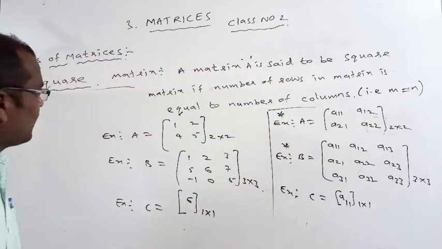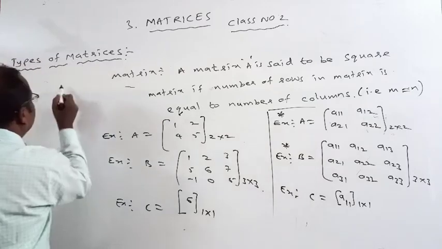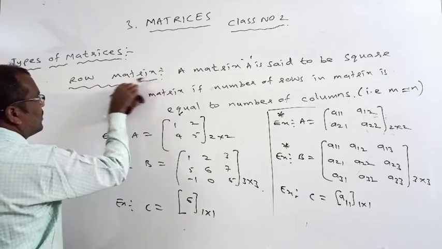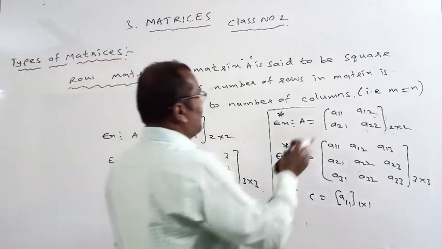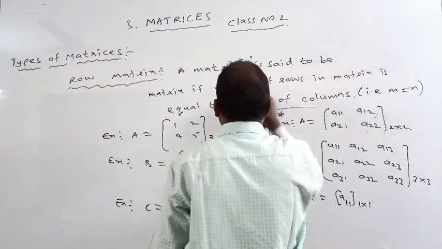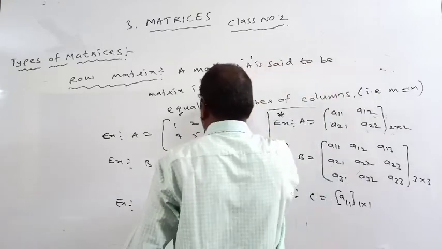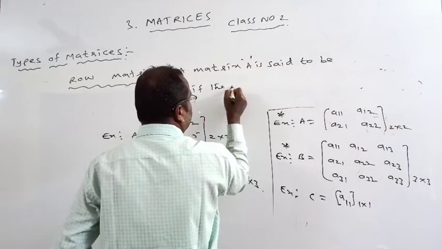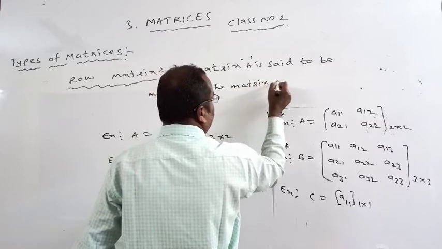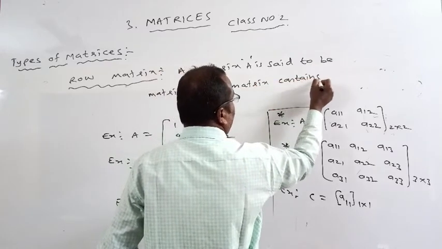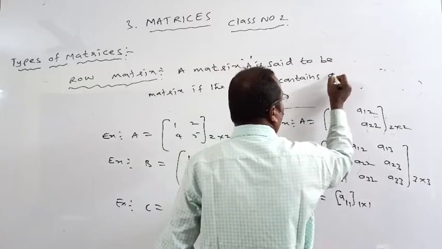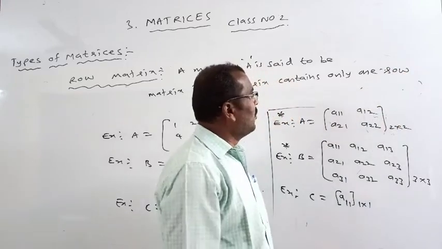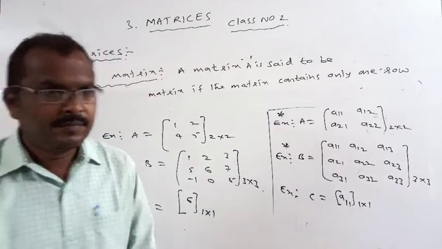Next heading is row matrix. A matrix is said to be a row matrix if it contains, or you can write have, only one row. Underline the only one row.